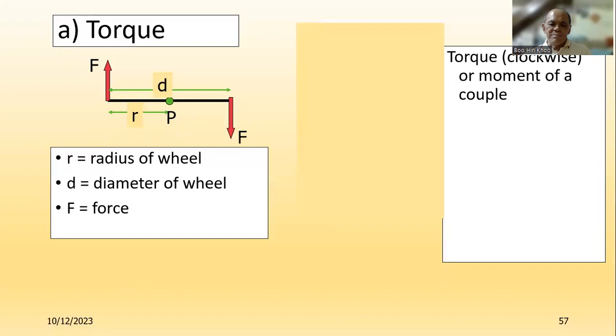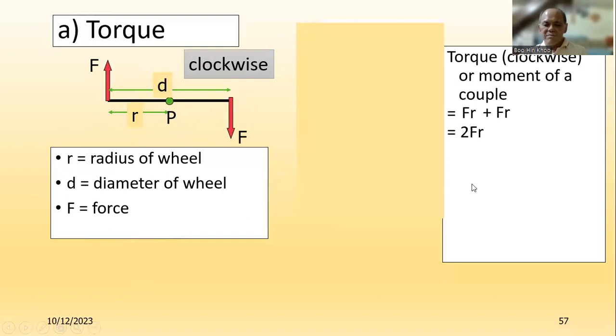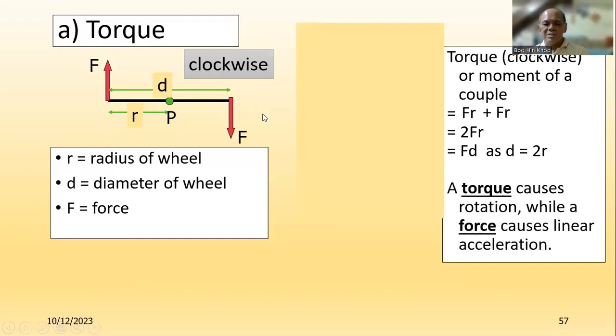So we define another term, torque, or moment of a couple. Torque is the moment of a couple. In this case, it's clockwise. We will turn it clockwise. So it's F times R, F times R. So it's 2F times R, or F times D. You take one force times the perpendicular distance to find the torque.